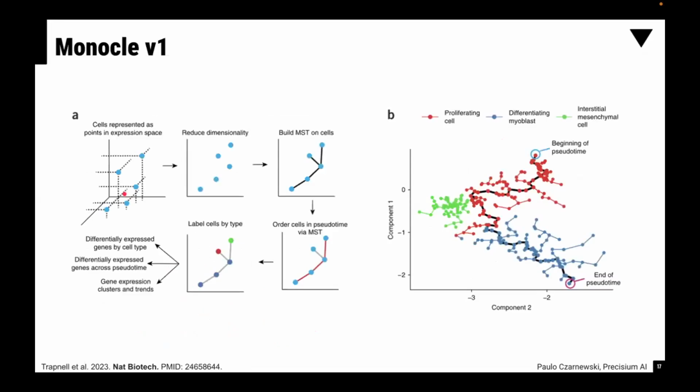As I was mentioning, this was one of the first methods to derive this concept from MST. So basically, you have your cells, you can do dimensionality reduction, let's say PCA, harmony, and then you build an MST on these cells. So try to find a graph that connects all cells, minimizing their distances.